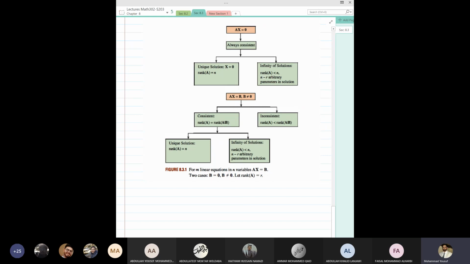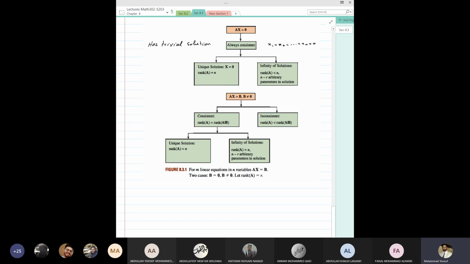Suppose we have AX equal to 0, that is, a homogeneous system, and this system is always consistent. Why always consistent? It has the trivial solution. What trivial solution? X1 equal to X2 equal to Xn, all equal to 0. So always consistent, that is, it always has a 0 solution, but we are not interested in that. Anyway, it depends on the system.